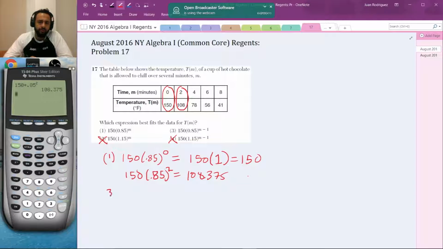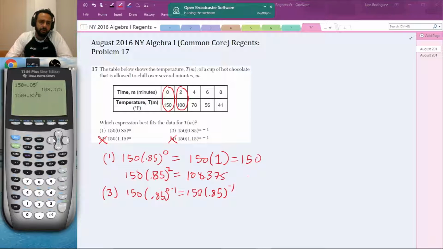I'm going to test choice 3 though, because plugging in 2 numbers is not really enough. So I'm going to plug in the first situation: 150 times 0.85 to the 0 minus 1 is 150 times 0.85 to the negative 1. I need the calculator for that, so I could just edit this entry to the power of negative 1, and that's equal to 176.5, which is not even close to 150. So choice 3 is definitely not the answer. Choice 1 is the answer.